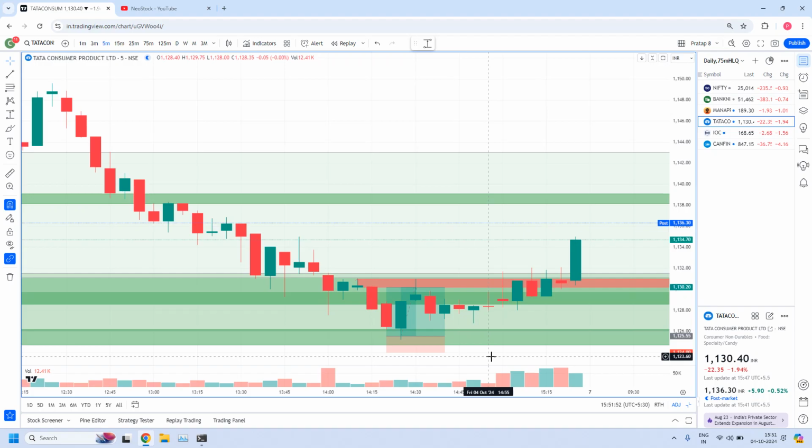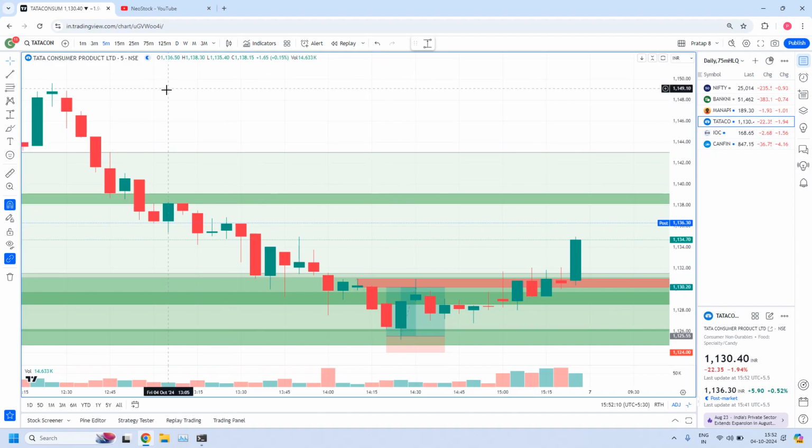Even before that, in Tata Communication, we got two trades. One is stopped out and one is a successful trade. And the stopped out one also has some concern about that particular zone. I will explain.